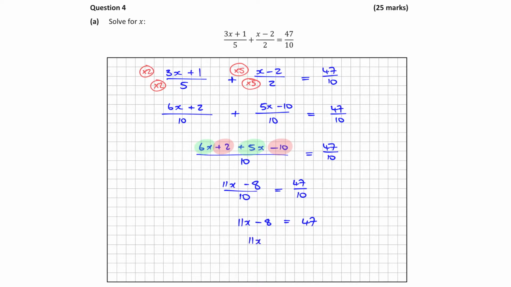So 11x will be equal to 47, and I'm going to add 8, because I'm moving that 8 across. So if that comes over here, it changes from a negative to a positive. So that will give us 11x is equal to 47 plus 8. What is 47 plus 8? 55. So to find out what x is, we divide both sides by 11. And if we divide both sides by 11, we'll get x equals 5. And that year, had you got that correct, there was 10 marks going for that part of the question.